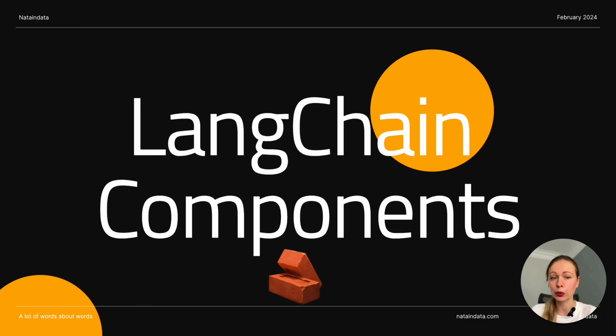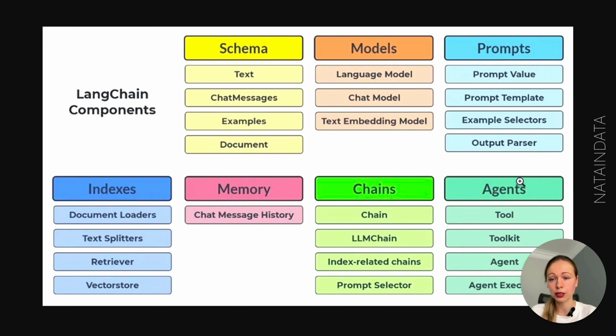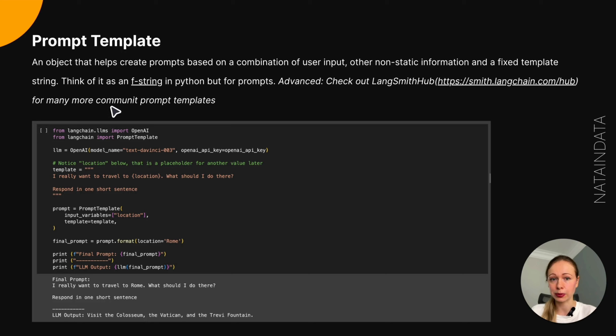Now let's talk about the components we are going to use here. Here is the generic schema of all LangChain components available, but in our case, we're gonna be using the following. The prompt template. It's an object that helps create prompts based on a combination of user input or other non-static information and a fixed plain string. This is like an f-string in Python for building prompts. Here you're just simply indicating variables, passing those to the PromptTemplate class, and enjoying the output.